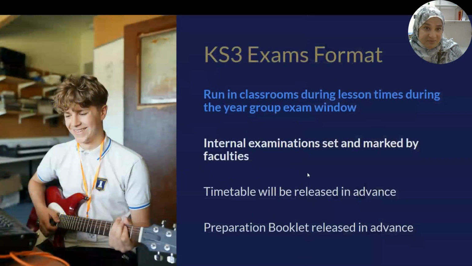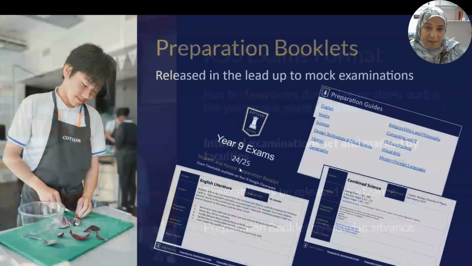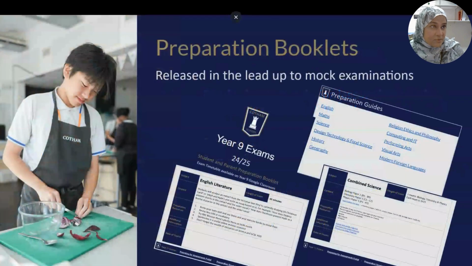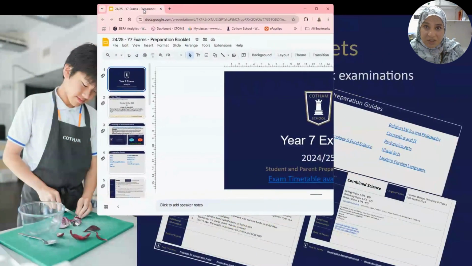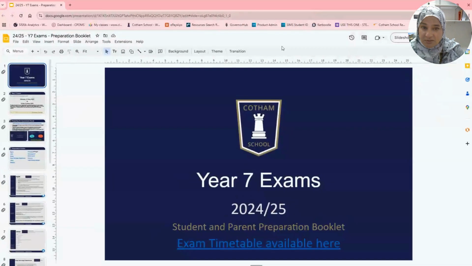The Key Stage 3 exams format: these will be run in classes during lesson times, and each year group will have a 2-week examination window for this. The internal examinations are set and marked by the faculties. A mock exam timetable and an exam preparation booklet will be released at least 4 weeks in advance of the examinations.